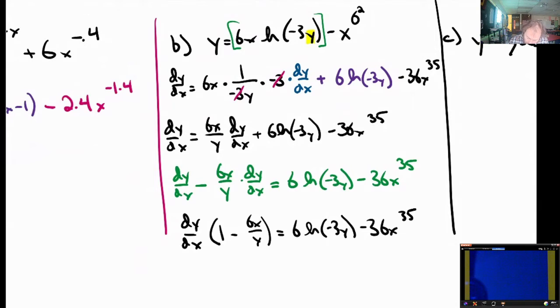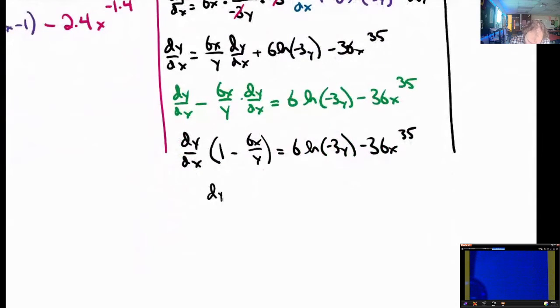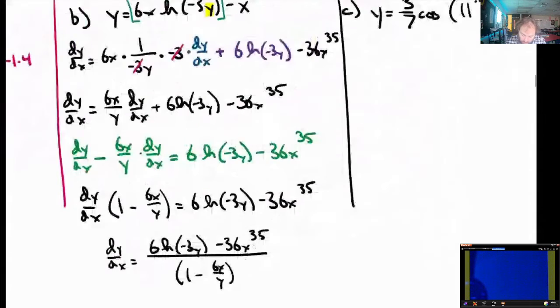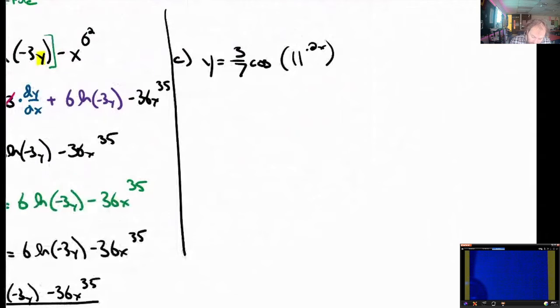You know, there's probably better ways to write this final answer, but this is what it is. You're going to have 6 natural log of negative 3y minus 36x to the 35th power all over 1 minus 6x over y. I'm sure there's a better way to do that. You could probably do a lot of work with that 1 minus 6x over y part, but I'm over this problem. Question C is probably the only question that I actually kind of like in this set, so I'm not going to assign this. So you could, in theory, skip the first 8 minutes of this video.